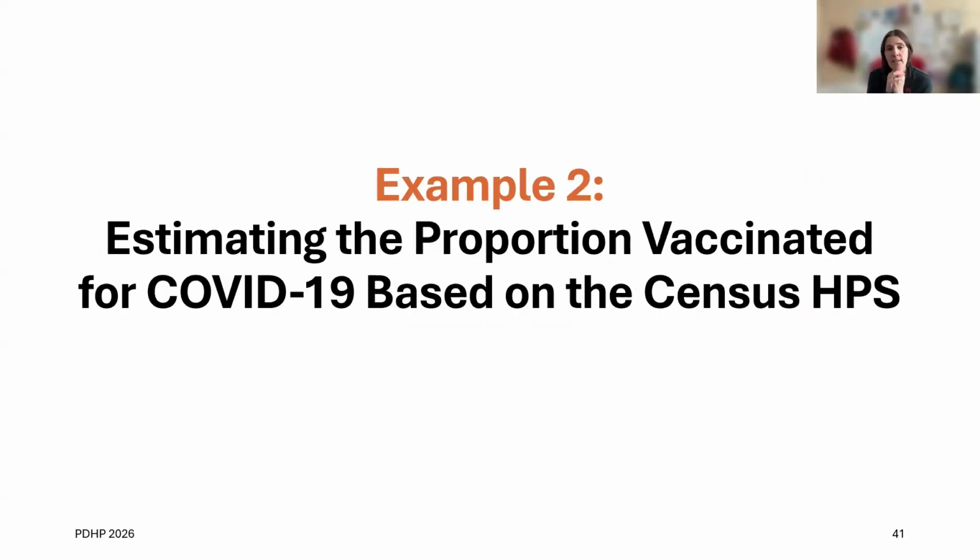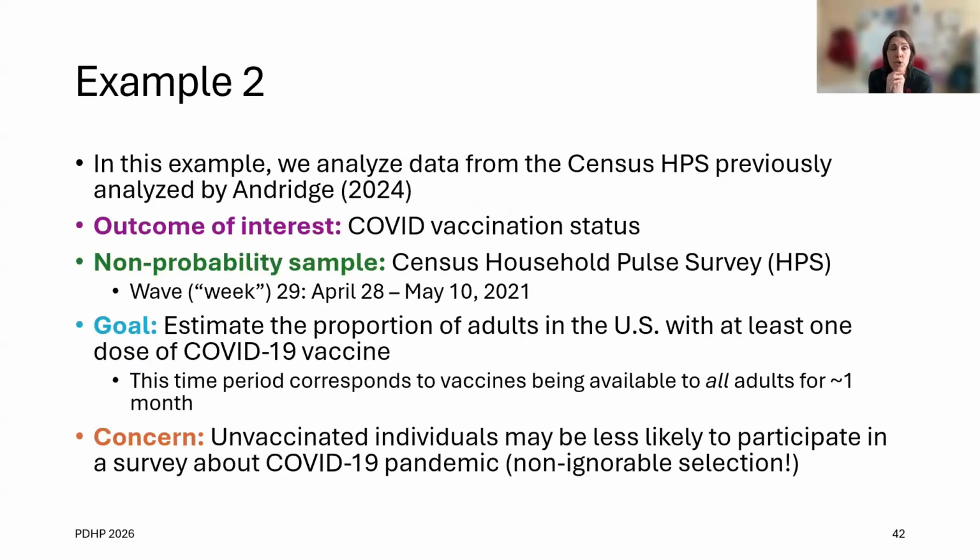So now on to our second example. This is estimating the proportion vaccinated for COVID-19 based on the Census Household Pulse Survey. So the good news here is we're using the same data set as the first example in terms of the data source, so we don't need to do as much explaining. These are the Census Household Pulse data that we used for the continuous Y variable, but now we're using a binary Y variable, and it is COVID-19 vaccination status.